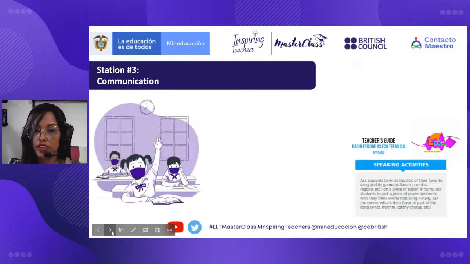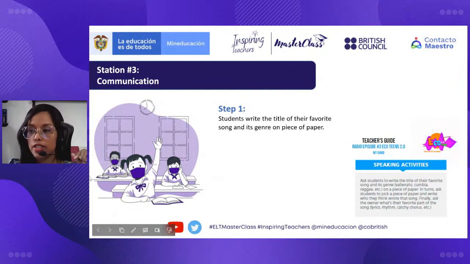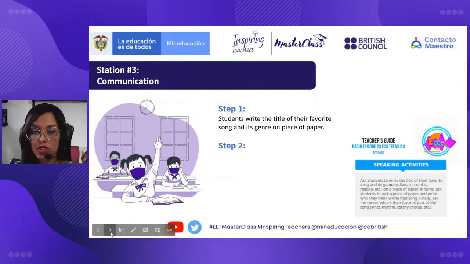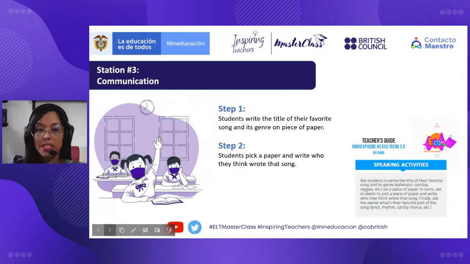Now, if we move on into our third station, we have communication. Again, this activity is extracted from our teacher's guide, and this is a speaking activity. With our speaking activity, we have step 1, where students are going to write the title of their favorite song and its genre on a piece of paper. So they're writing the title and the genre. Then in step 2, students are going to pick a paper and write who they think wrote that song. So in their groups, they start picking the papers, writing, trying to guess who wrote each one.